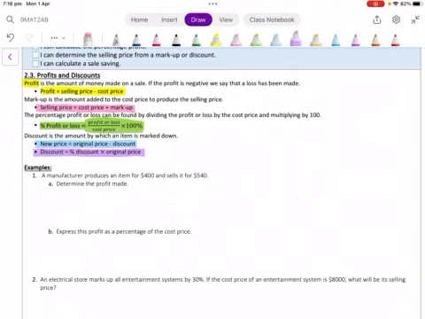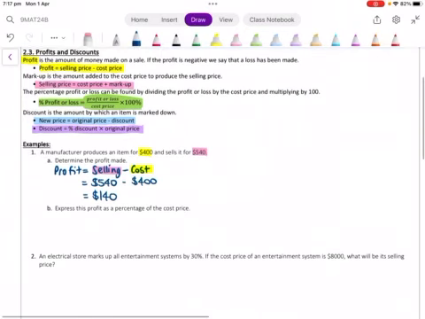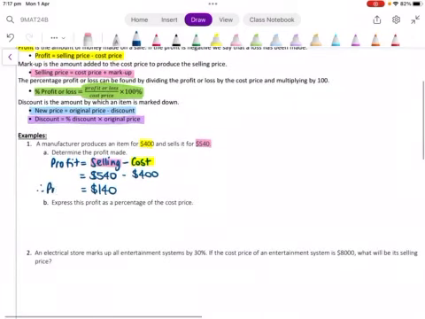Our first example says a manufacturer produced an item for $400 and sells it for $540. Determine the profit made. So to work out our profit, it is our selling price minus our cost. In this case, our selling price is $540 and our cost price is $400. So our profit will be $540 minus $400, which is equal to $140. So therefore, that is what our profit is.